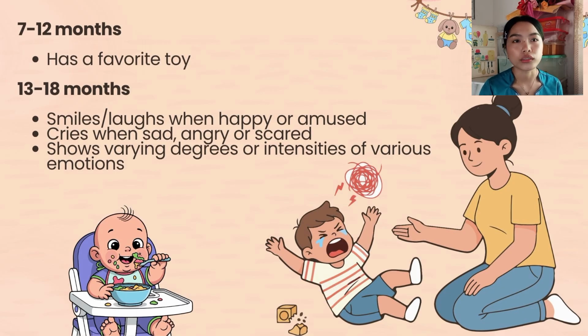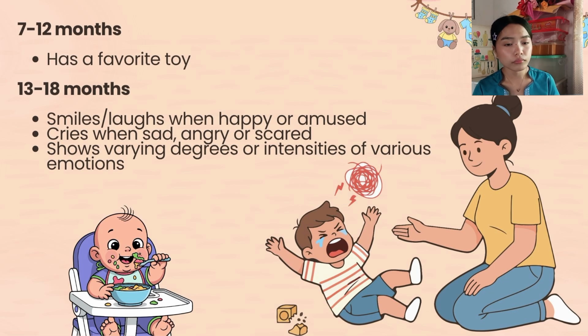So, during 13 to 18 months, smiles, laughs when happy or amused, cries when sad, angry or scared, shows varying degrees or intensities of various emotions. So, yeah, they can already really smile or laugh when happy or amused. They can already have a genuine smile and laugh in response to people. They can already really cry and they get really sad or scared. So those are genuine emotions already and shows varying degrees or intensity of various emotions.